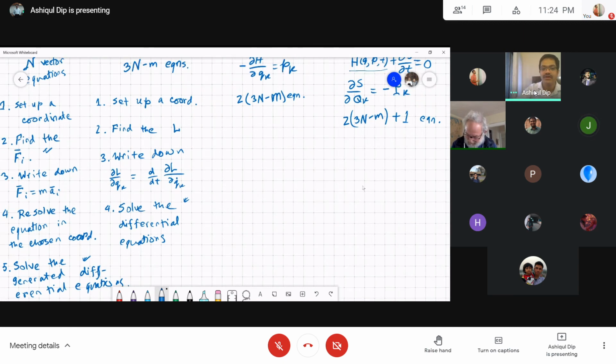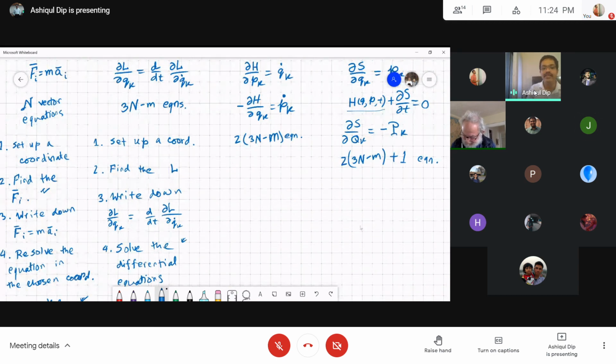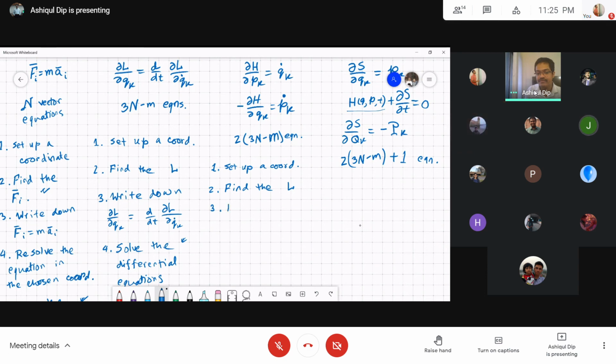Okay, so how do you deal with the same thing in Hamiltonian mechanics? What's the first step? Set up a coordinate. Then find the Lagrangian. Then you need to find the Hamiltonian, actually the momenta and the Hamiltonian. The p's and H.